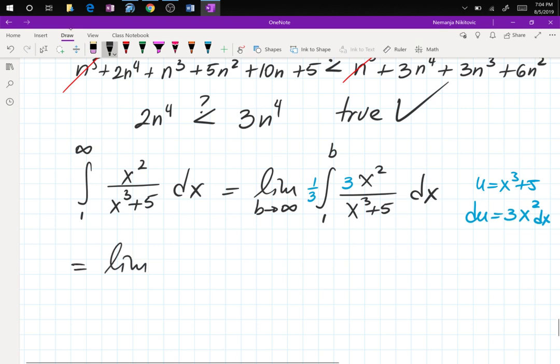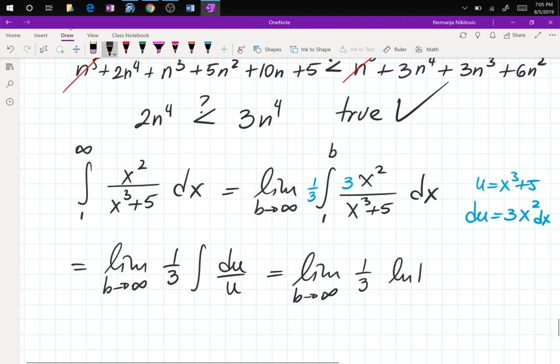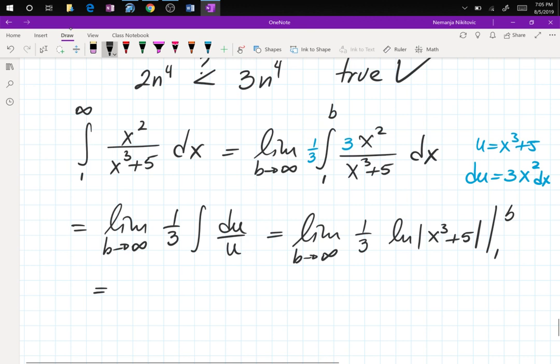This is equal to the limit as b goes to infinity of 1/3 of the integral of du over u. If you want to, you can change your limits, but it doesn't matter. It's not going to work, obviously, because ln of infinity is infinity, so you're done. Limit of 1/3 of ln of absolute u, which is x cubed plus 5, computed from 1 to b. And we get infinity, which means diverges.